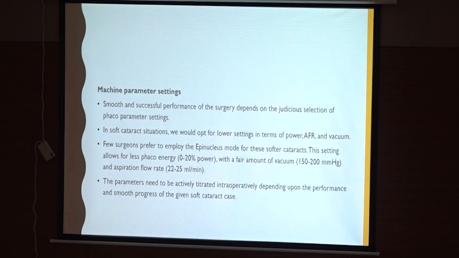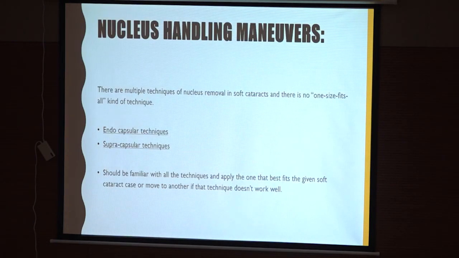Regarding the machine parameters, you need to do phaco on lower parameters in softer cataracts. Your flow rate, your phaco energy and your vacuum should be on the lower side of the machine parameters. Usually a vacuum of 200 to 250 is sufficient for softer cataracts, and aspiration flow rate and bottle height should be low also. For nucleus handling, we have two types of maneuvers. Either we can handle the nucleus inside the bag, which are called endocapsular techniques, or we can take the nucleus out of the bag and do phaco in the anterior chamber. These are called supracapsular techniques.